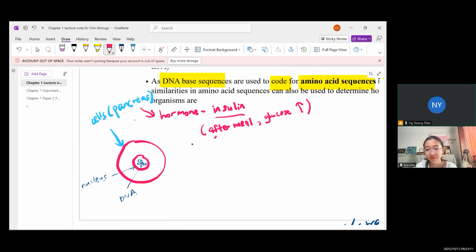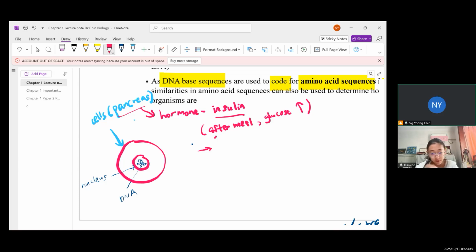So after a meal, glucose level increases. This is acceptable, but this kind of increment cannot stay too long. We cannot have a constantly high level of glucose in our blood. It's not good for us, right? So what our body does is our pancreas, which is this organ, will secrete the insulin hormone.